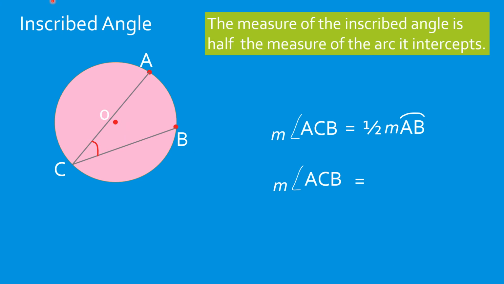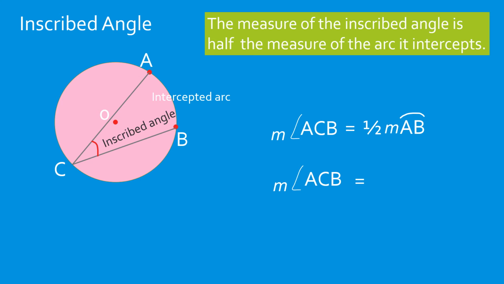Let's learn how to find the measure of an inscribed angle. So I have angle ACB. This is an inscribed angle in circle O. The measure of the inscribed angle is half the measure of the arc it intercepts. So what arc intercepts this angle? Arc AB. Okay? So that's the inscribed angle and that is the intercepted arc. It means that the measure of angle ACB is equal to 1/2 the measure of arc AB.